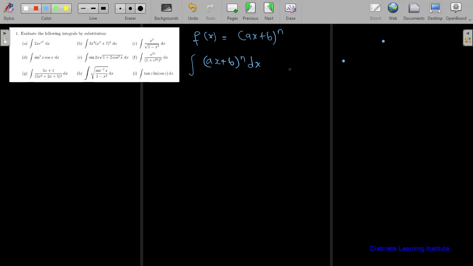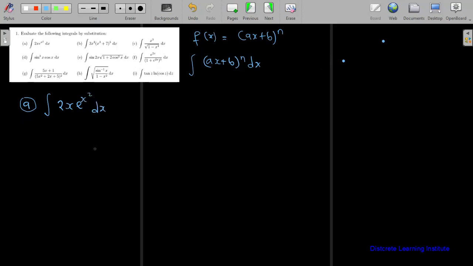Also, whenever you have a function in another function, a composite function, you use the reverse chain rule or integration by substitution. So this is what we're going to look at. We're going to discuss all that using the following questions. I'll start with the first question, part A, which says integrate 2x e to the power x squared dx.